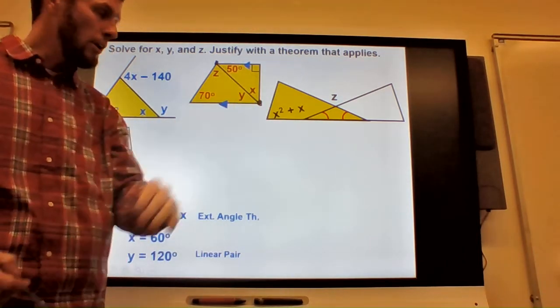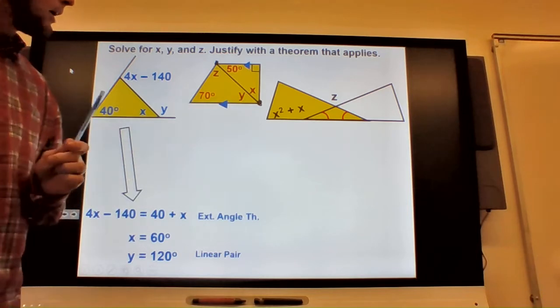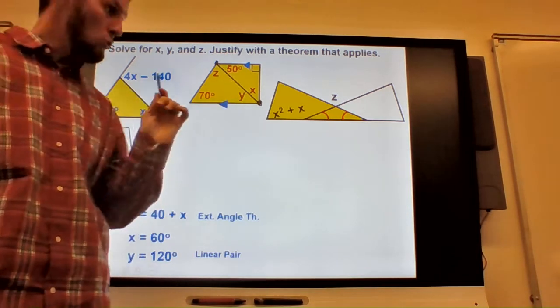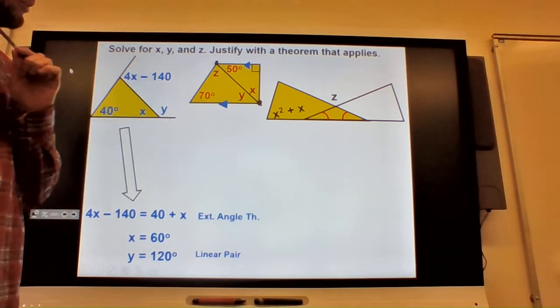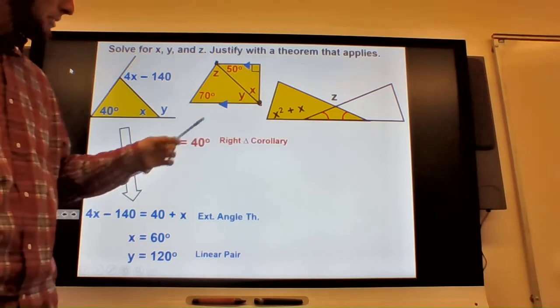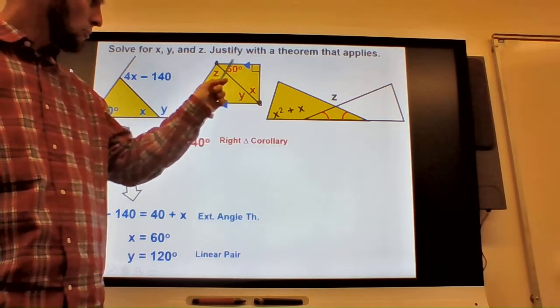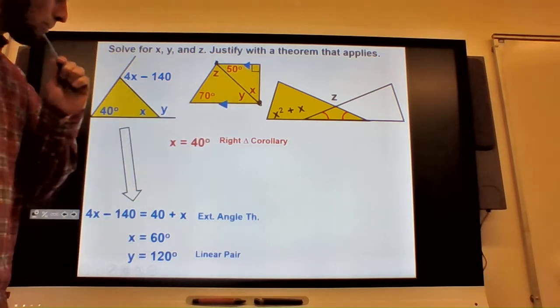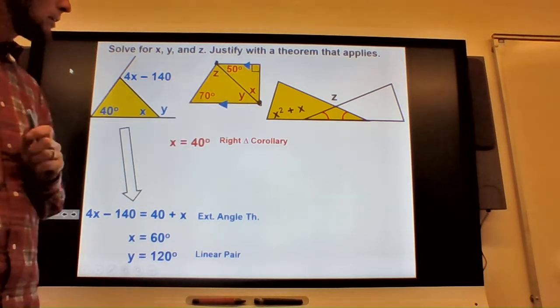My vote for the easiest one on here to find would be y. If you look at that little z shape, y should have been 50. You could directly get that from an alternate interior angle. X should have been 40 because of that right triangle corollary: this triangle's angles add up to 180, get rid of the 90, and those have to add up to 90. These have to be complementary.